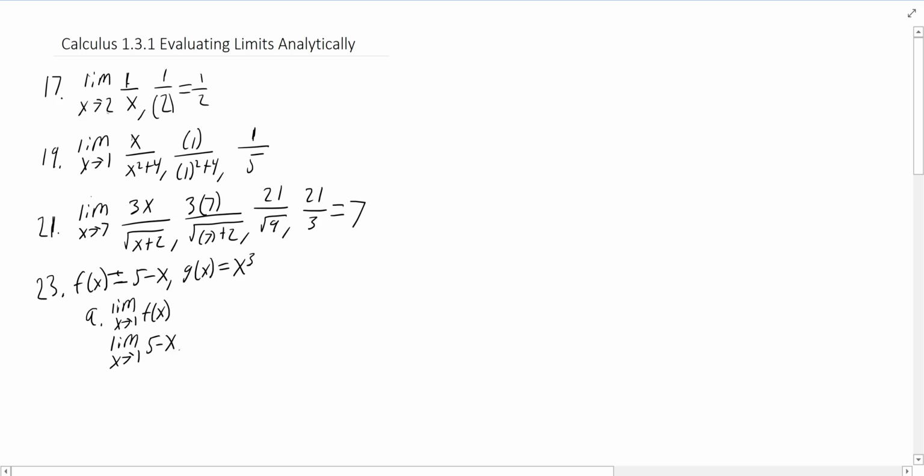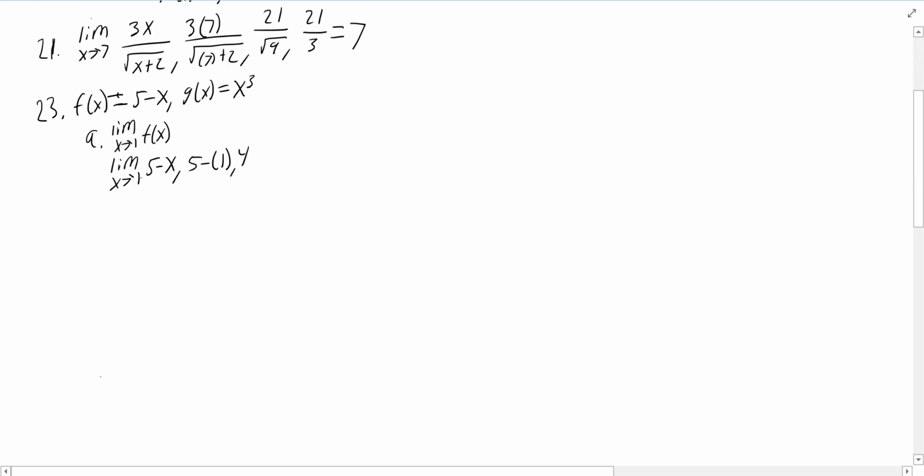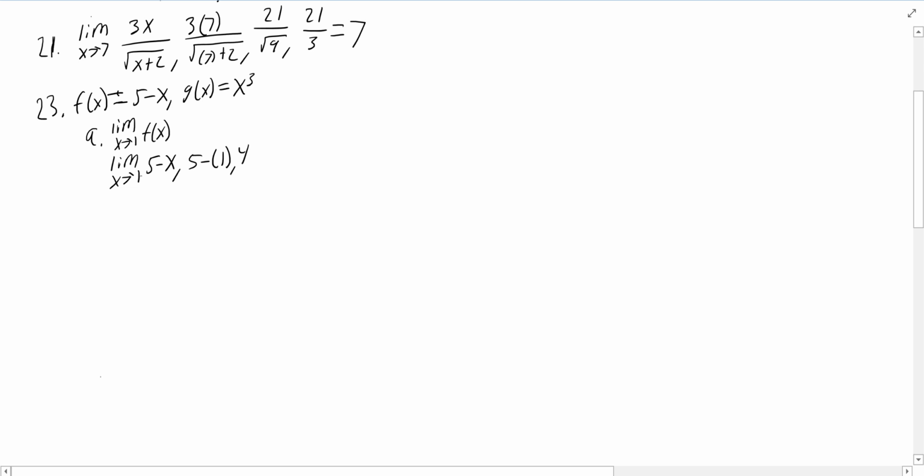And then all we've got to do is our replacement, where the x is going to become this 1, because that's what the limit is going to. So you get 5 minus 1, and that's going to give us, obviously, a value of 4. So that's our answer for part A. I'm going to scroll down really quick here, just so you have more room to see the whole problem. And part B is very similar to part A.